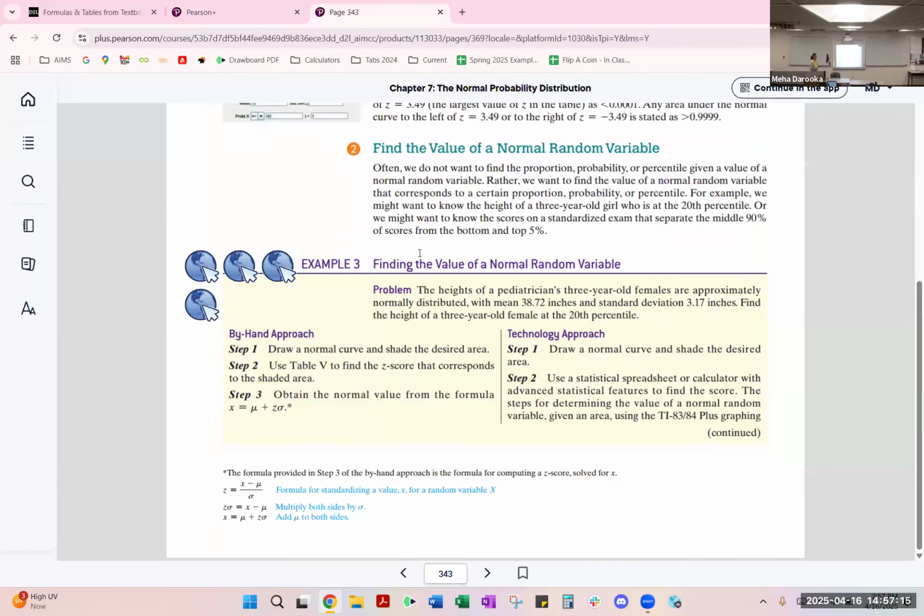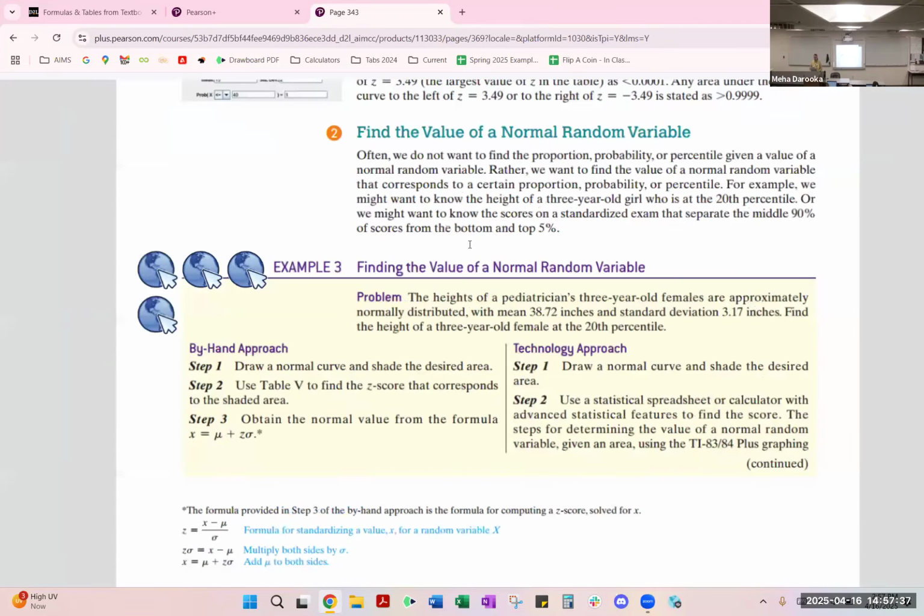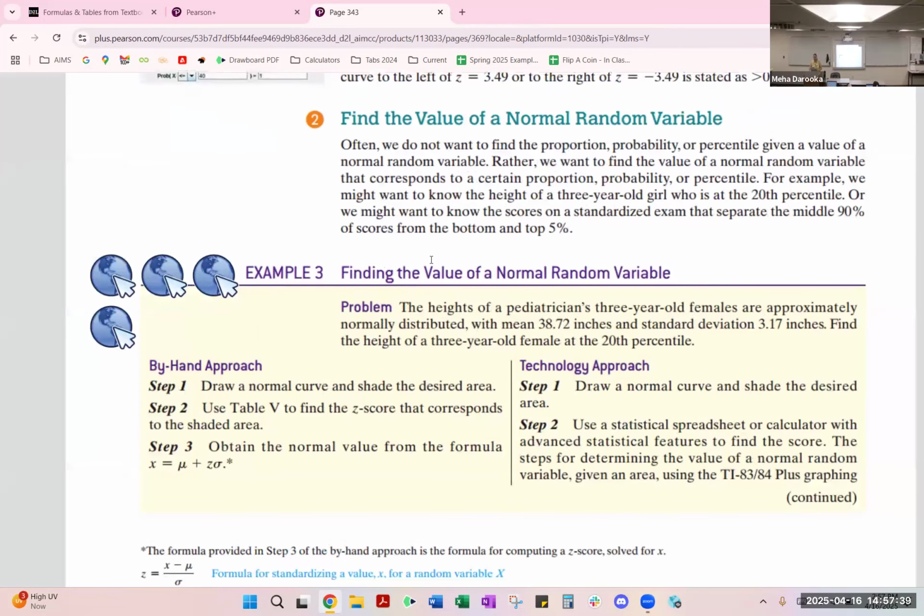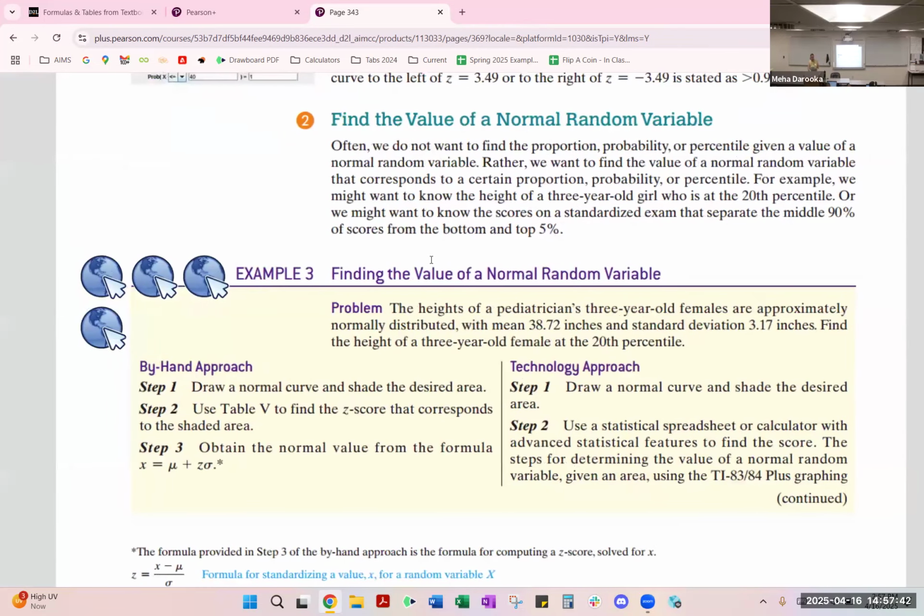So let's continue on with section 7.2. So basically we're talking about, okay, how do we find the value of a normal random variable? Remember, this is where we are now applying this to some sort of application problem, and not just talking in terms of a generic, if your z value is this, what's the area going to be? So we're taking what we learned last time and now applying it to real world examples, per se.